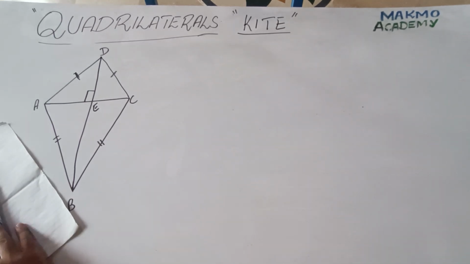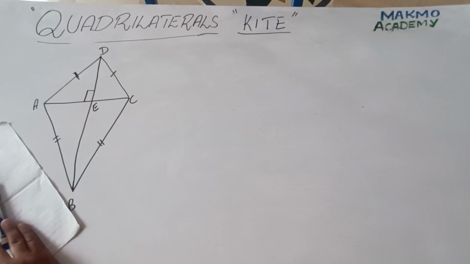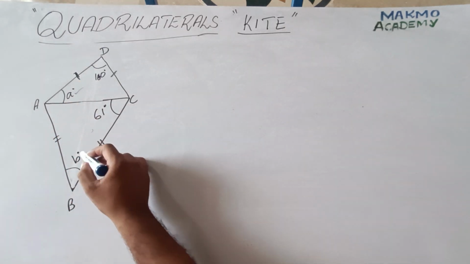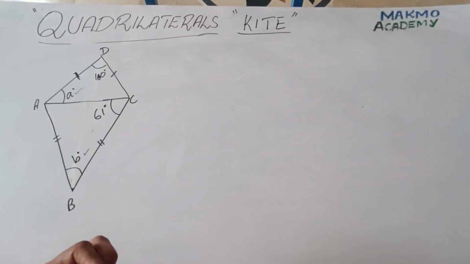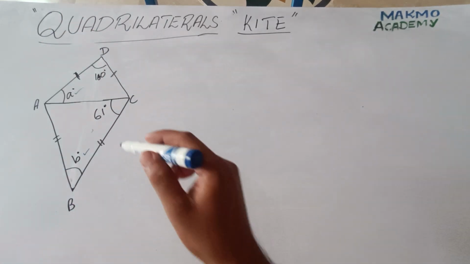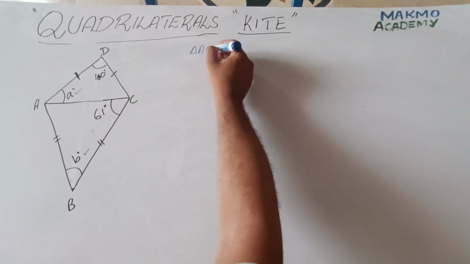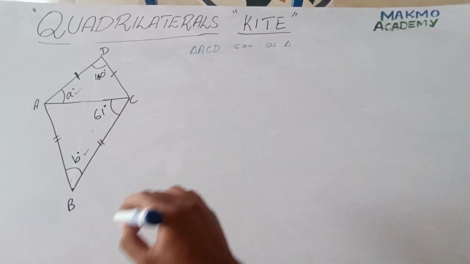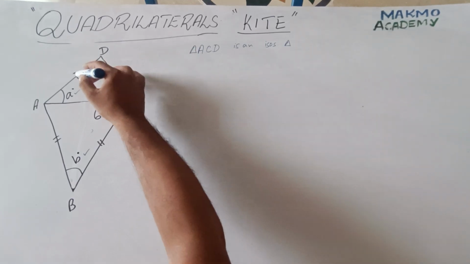So these are the basic properties of the kite, and we will use these properties of the kite to find out the value of unknown angles. So let's proceed with the first question. Now we are having this problem. In this we need to find out the size of unknown angles. Now you can see that there are two unknown angles, which are A and B. So this gives us a very clear idea that if the lengths of these two sides are equal, then triangle ACD is an isosceles triangle.